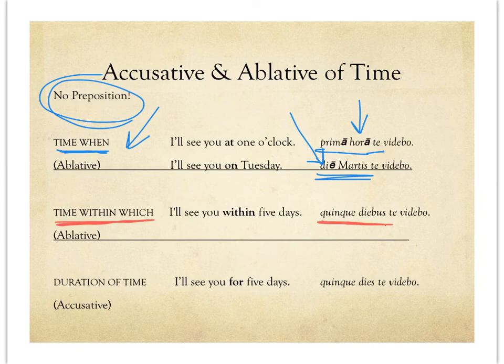And luckily, if we're talking about an extent of time or a duration of time, we're going to use the accusative. So if I say, I'm going to see you for 5 days, that's quinque dies, not diebus, te videbo. So that is it. We're going to use words that express units of time. We're going to have them either in the ablative or in the accusative, and that's going to tell us whether we're talking about a moment in time, a span of time, or a length of time.